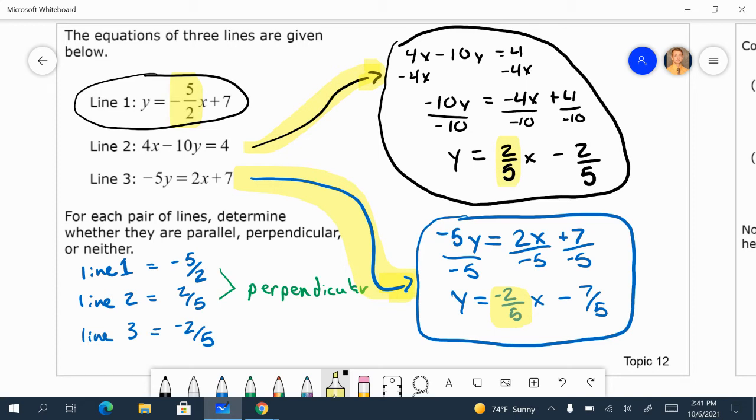So I wrote them all right here. These are all my slopes that I got from doing those problems. And I showed that the first 2 are perpendicular. And I think that's all you have to write down for ALEKS. Somehow you're going to have to write lines 1 and 2 are perpendicular. So that's topic 12.